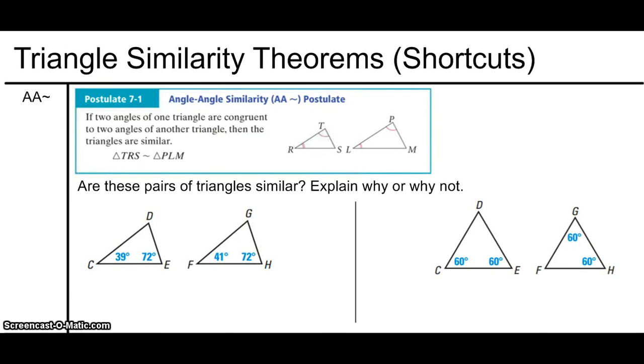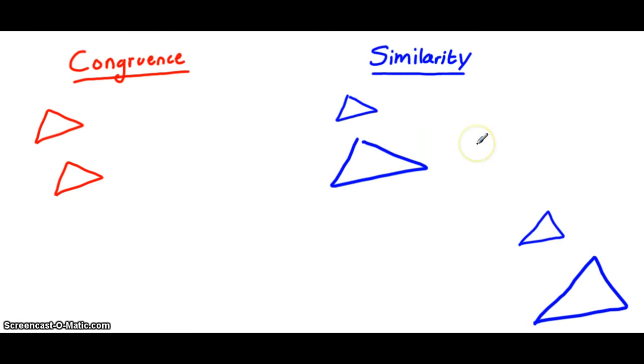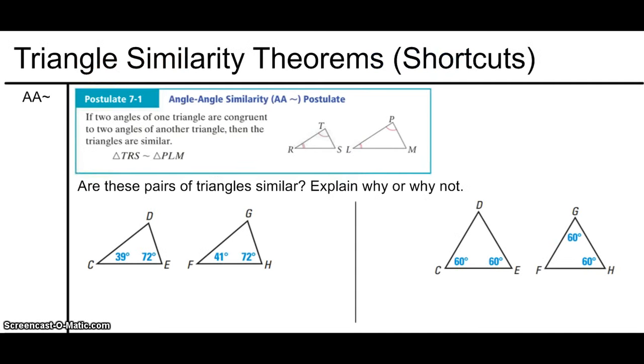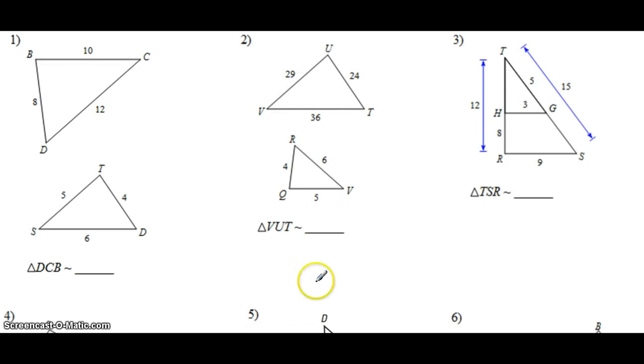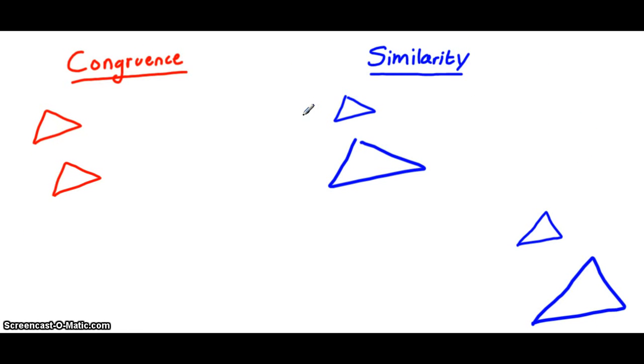In this video, we'll be talking about triangle similarity theorems, or shortcuts to show that two triangles are similar. In the beginning of this video, we'll be reviewing how to show that two figures are congruent, or how to show that two figures are similar and the differences between them. Next, we'll introduce the triangle similarity theorems, or shortcuts. Lastly, we'll look at some problems to practice using the triangle similarity theorems we learned in the beginning of the video. So, let's start by reviewing the difference between congruence and similarity.